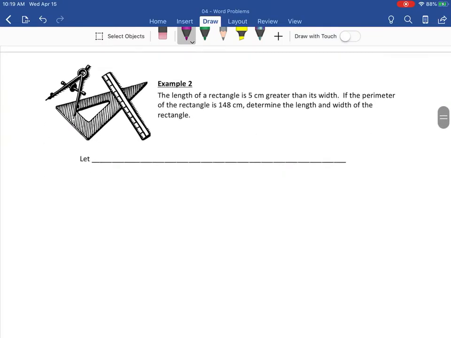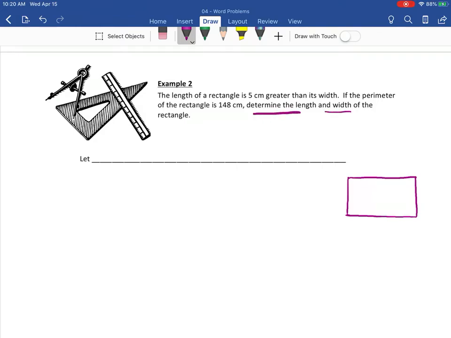So let's just scroll up to the next problem here. This one says the length of a rectangle is 5 centimeters greater than the width. Well, in a situation like this, as soon as they mention a rectangle, I know I said read for the unknown, but whenever you get a word problem that's got a shape in it, I think you should immediately draw the shape. And they said the length of the rectangle is 5 centimeters greater than its width. So if the perimeter of the rectangle is 148, determine the length and width.